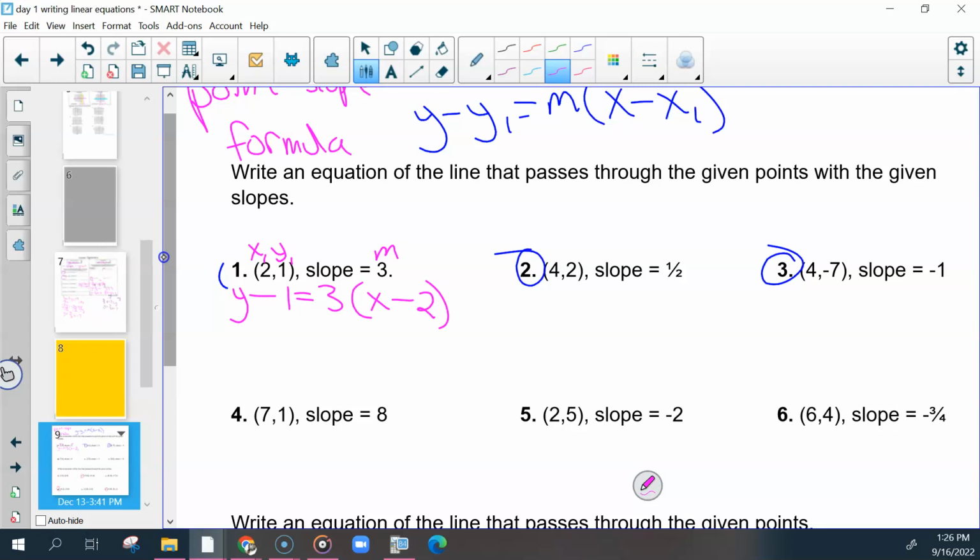After we set it up, our goal is to get this back in slope-intercept form. So we want to do a couple things to it. Distribute. So y minus 1 equals 3x minus 6. And then if I wanted to get y by itself, what would I do, Brian? Add both sides. Correct. Y equals 3x minus 5 would be our final answer. Box in that answer. Before we do another example, what questions do we have so far?